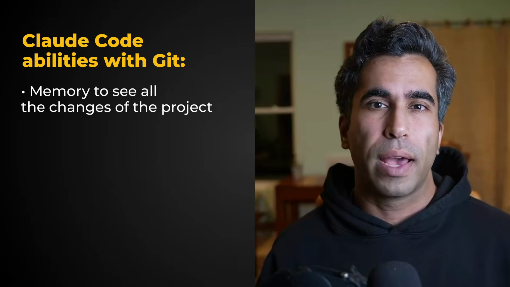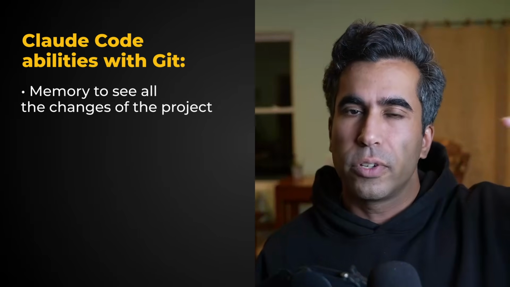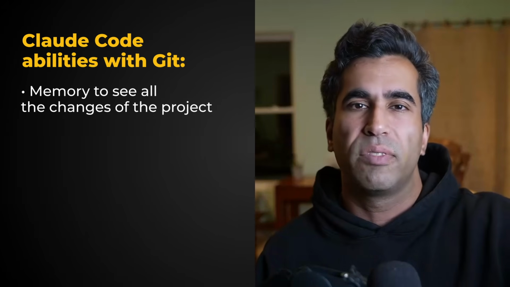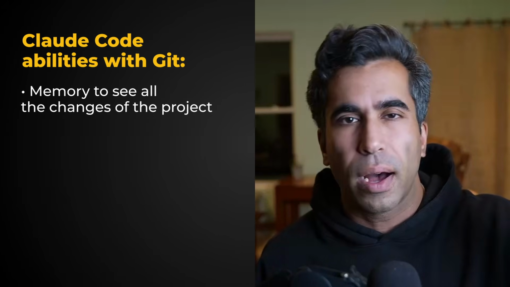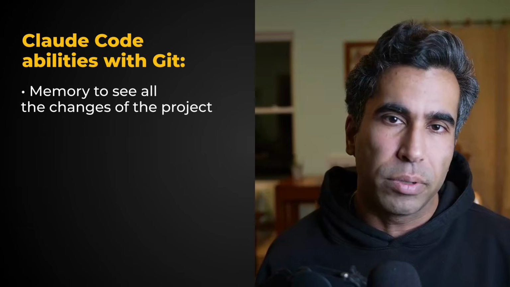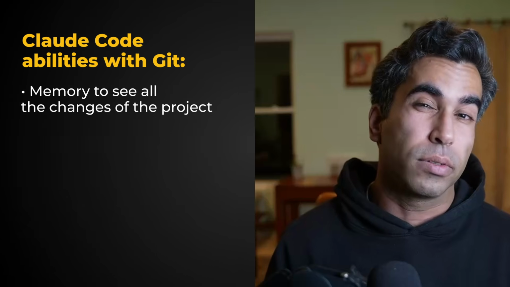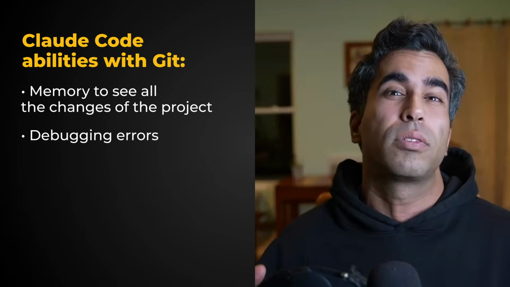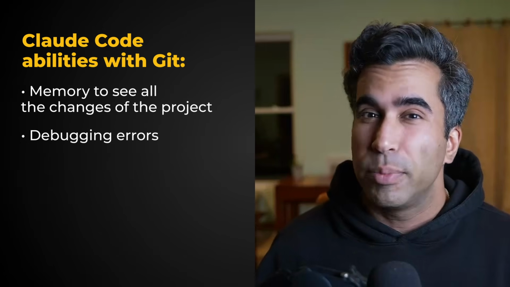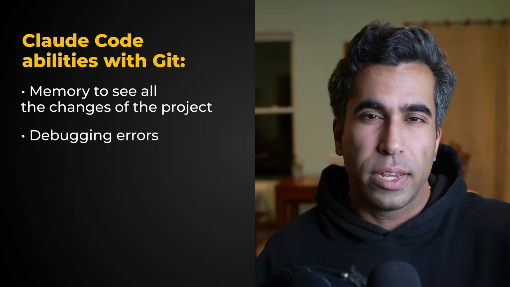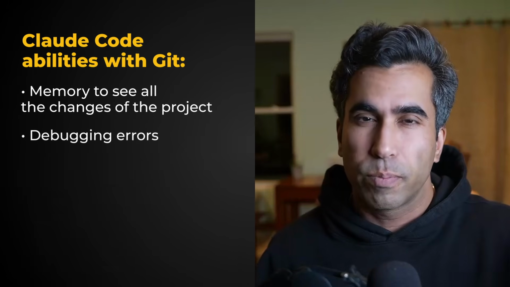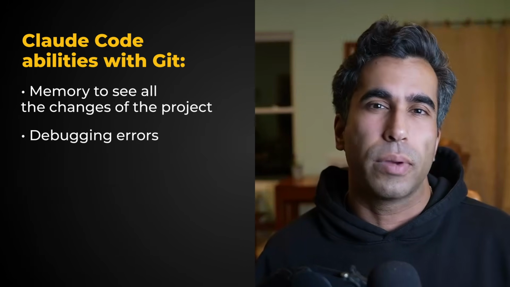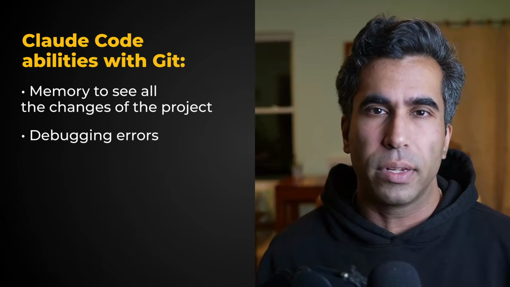So one of these abilities is that Claude Code gets memory by being able to see through the version control system all the changes that have been made recently in a repository. Claude Code is able to better understand what's going on in the repo, what are the recent things you've been working on. This also helps Claude Code when it's debugging what the source of an error is, because it's able to look through the recent changes and identify the ones which are most likely to have been the cause of some error that's been introduced.